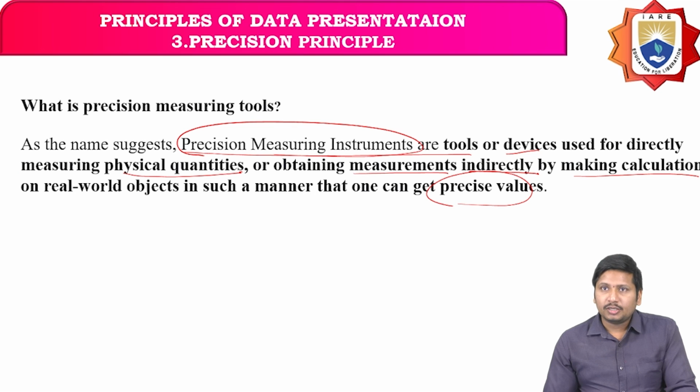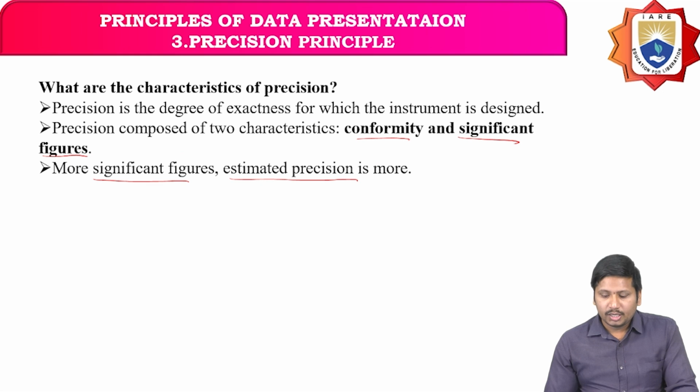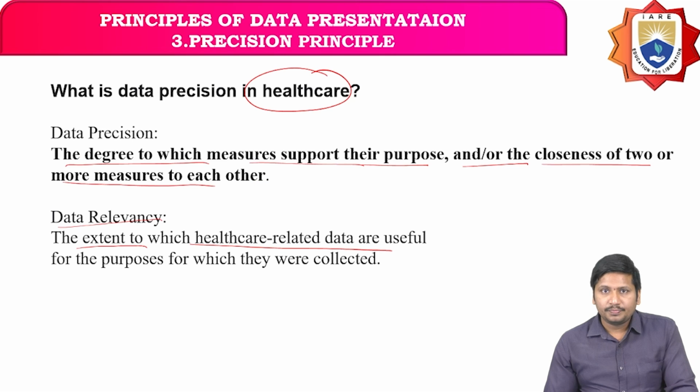So what are the precision measurement tools? The precision measurement tools are devices or other tools that can be used directly for measuring physical quantities, or to obtain measurements indirectly by making a calculation on real world objects. And what are the characteristics of precision? The characteristics of precision are conformity and significant figures.